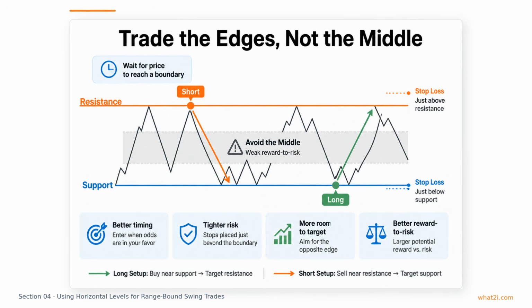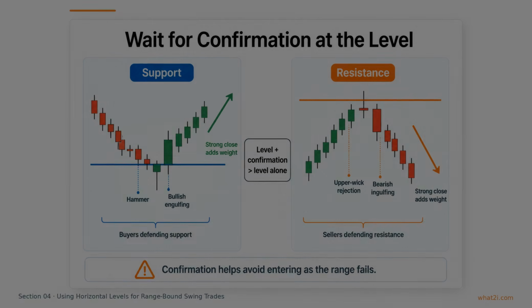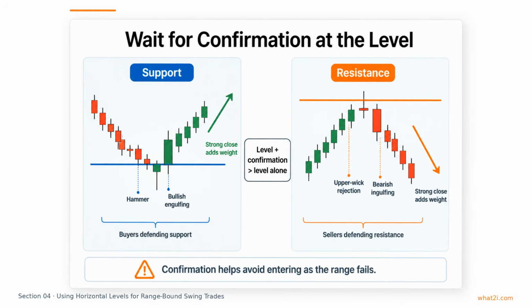The center of the range is often the least attractive area because reward to risk is weaker there. You are too far from the invalidation point and too close to both potential turning areas. Patience improves range trading because waiting for the boundary often gives you the cleanest structure. A boundary alone is not enough to justify a trade.